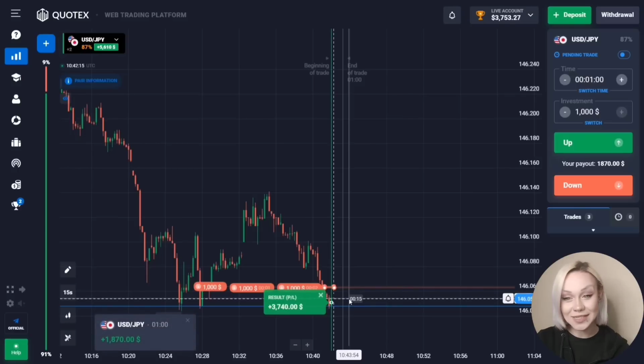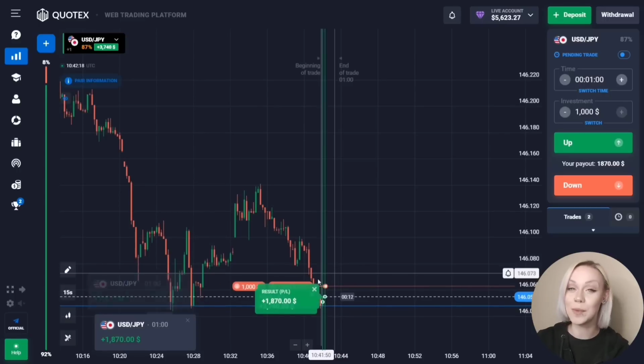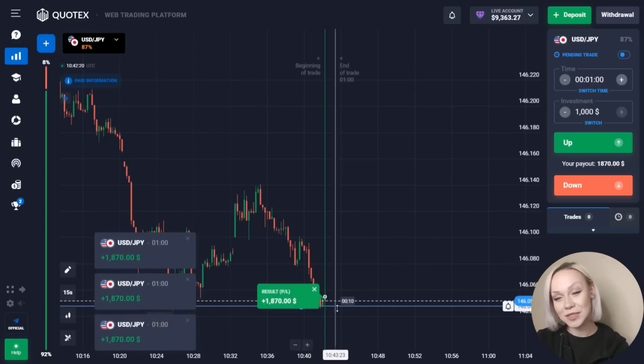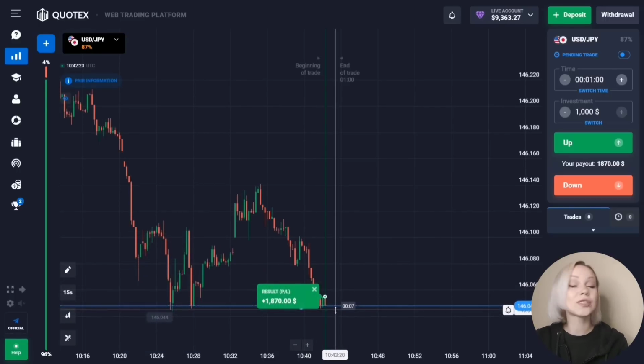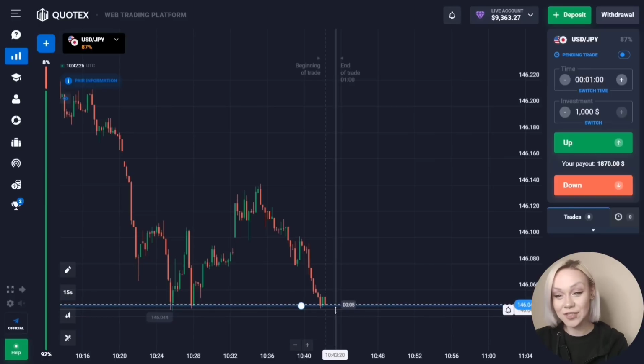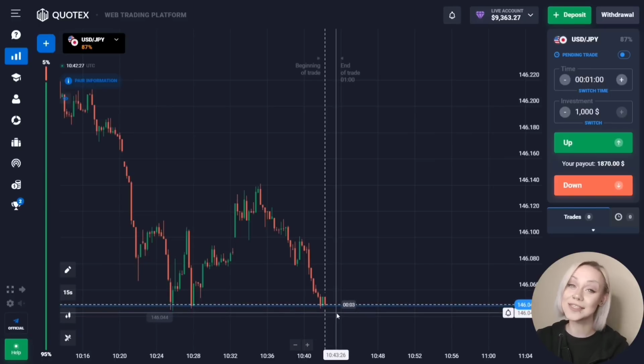Great. As you can see, the price continued to move down and we made a profit. We just managed to make money on this downward movement. As you can see, 1 minute was just perfect for us. Everything is going well, so let's continue and find the next entry point.